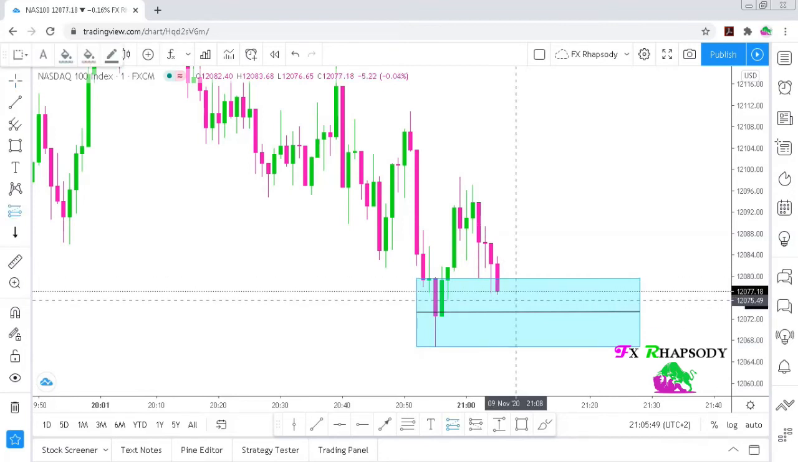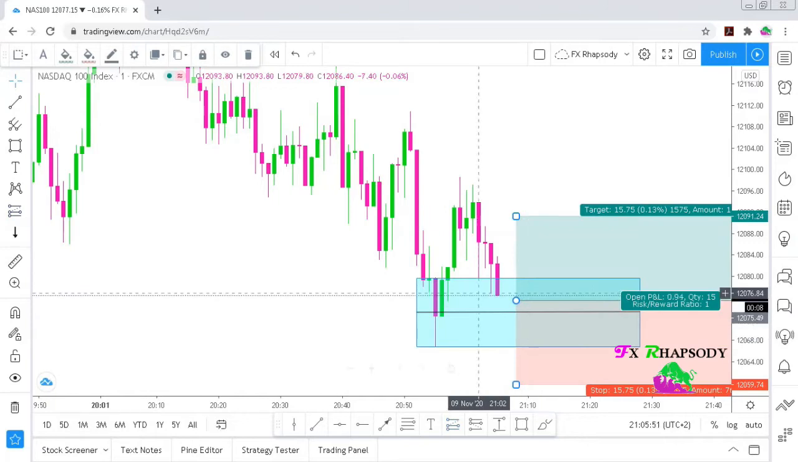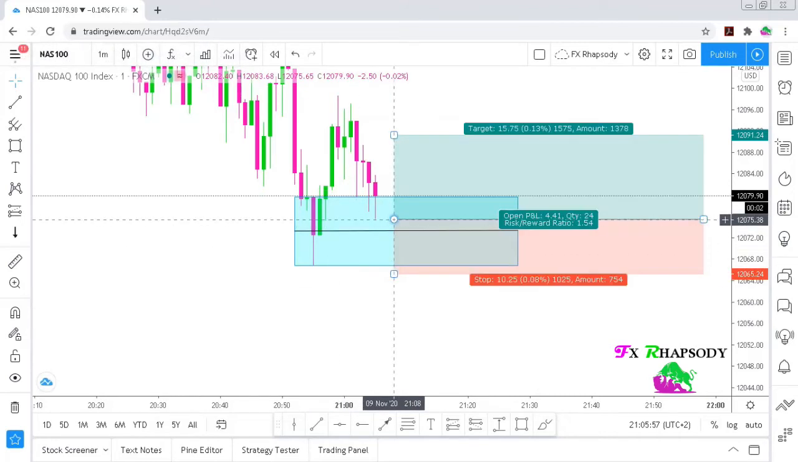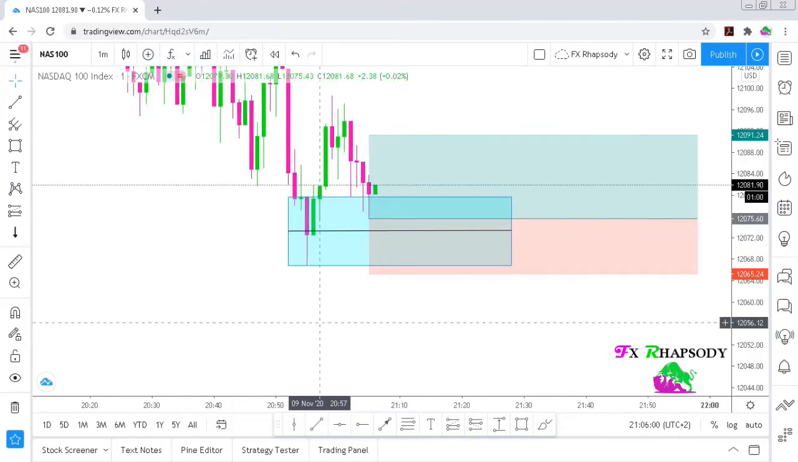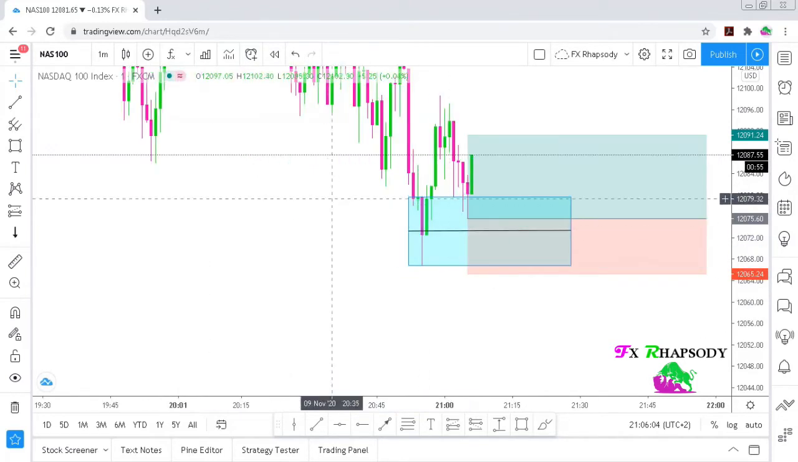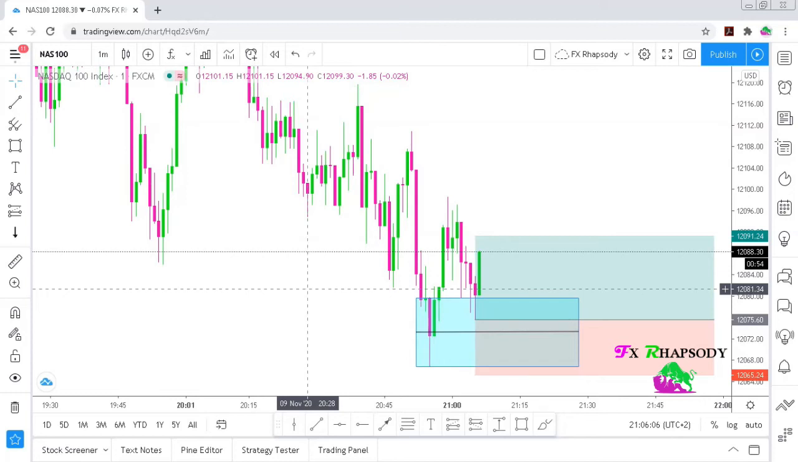I'm going to put my order in right there. I have a stop loss just below the box. So the order is in. Order has been tapped. Let's see what it does. We'll come back to this one. We'll look at that thing skyrocketing.